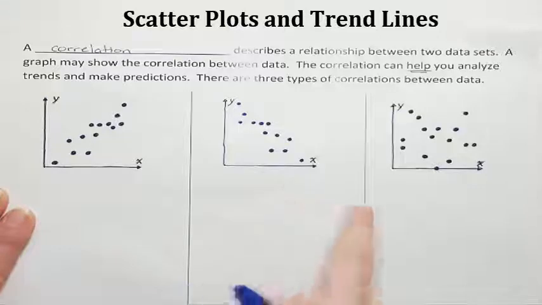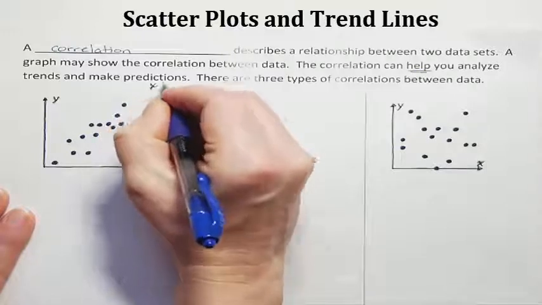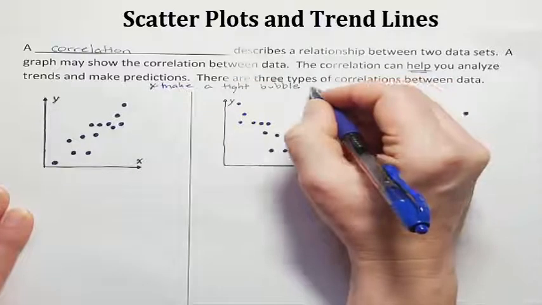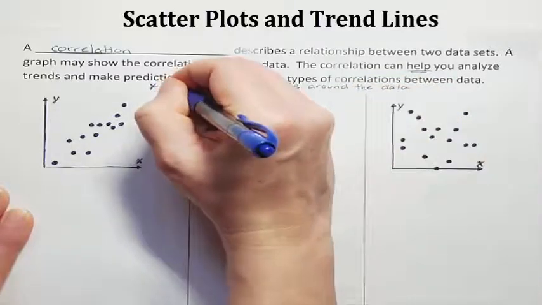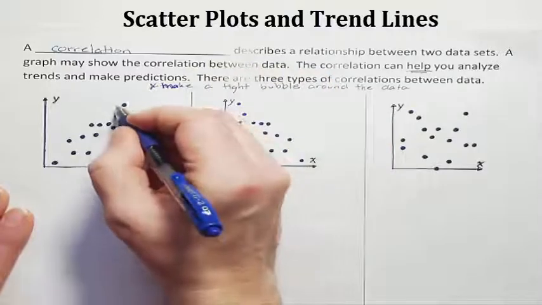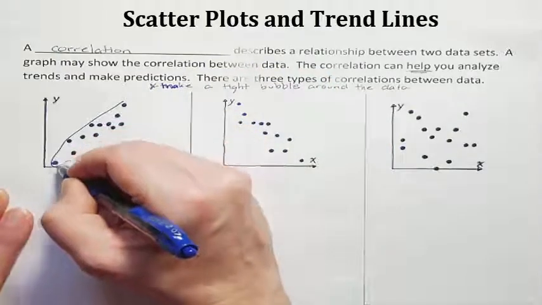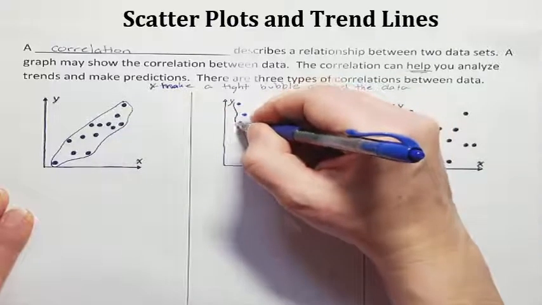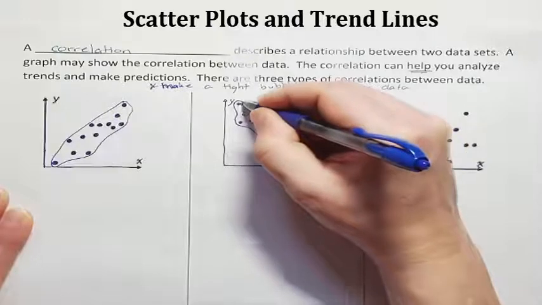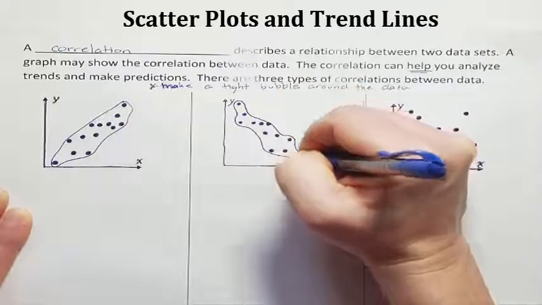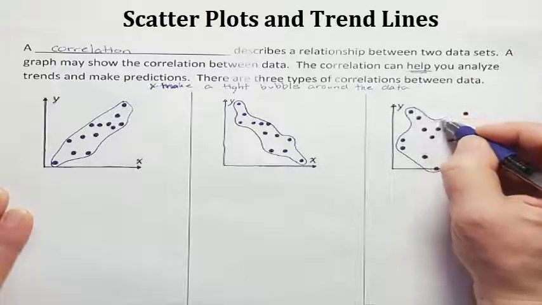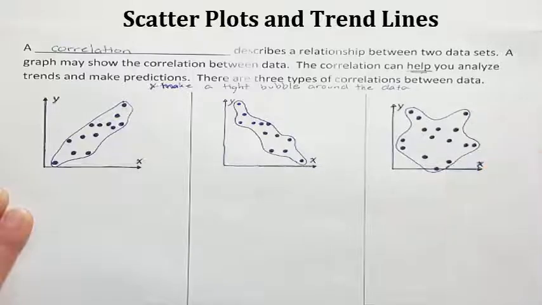To figure out what kind of correlation your data set has, what you should do is make a tight bubble around your data. So go ahead and make a tight bubble around your data. This first one here is the tightest bubble I can make. The second one here is my tight bubble. And the last one I can't really make. There we go, there's a tight bubble.